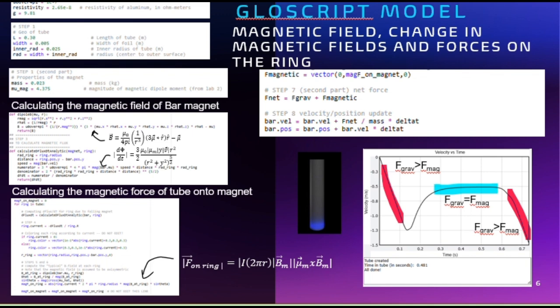And the fall time in the model was shorter than in reality, which led me to investigate why, which I will go over later. But here I just want to emphasize how the gravitational force is greater than the magnitude of the magnetic force. And here they're equal, and here they're not again.